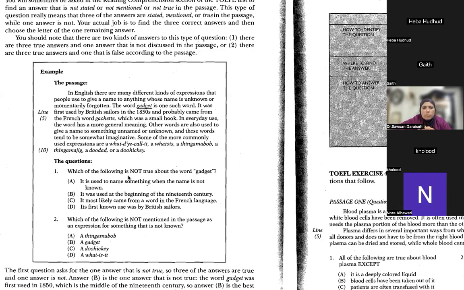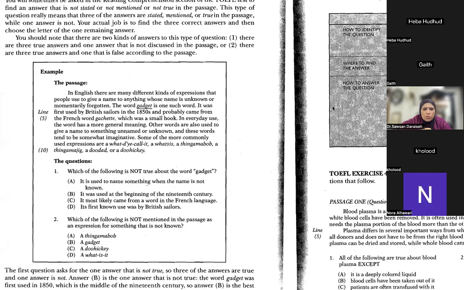Question 2. Which of the following is not mentioned in the passage as an expression of something that is not known? D. What is it? Yeah, it's not mentioned. Look, what's-is, but not what is it. So this is the one. The other ones, if you take a look, yeah, this is an easy question, right? They're all mentioned, okay?